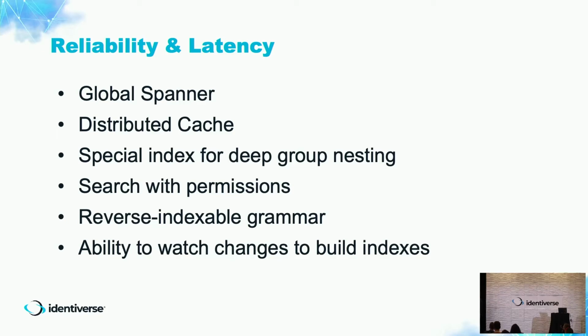Zanzibar has a reverse indexable grammar, which means that the things that you can express also allow you to calculate anything that you need for search with permissions. So: give me everyone that has access to a document, or give me all of the documents a person has access to that match a filter. And it also has a watch capability where you can fetch changes that are happening so that you can get those into your Elasticsearch of preference and have search-with-permissions-like capabilities.